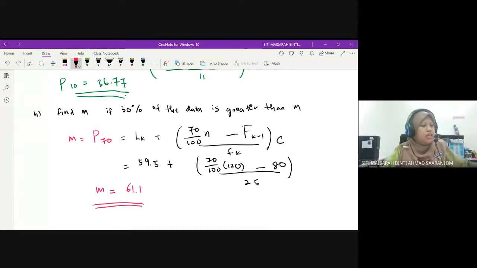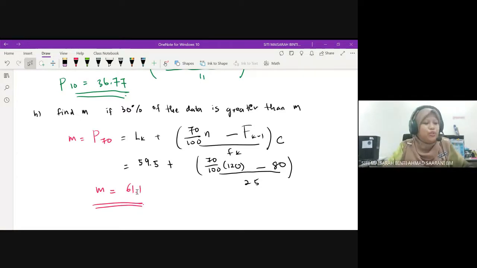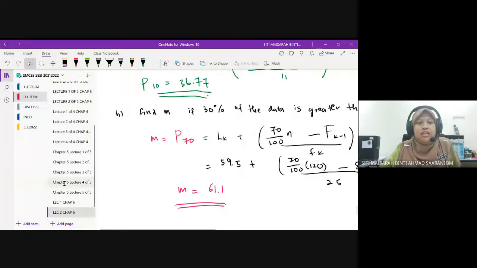The value M is 61.1. Okay. Kalau let's say the question says that find the value of M if 80% of the data is greater than M. So we want to find P what? Which percentile? Kalau dia kata 80% of the data is greater than M. P20. P80. Okay. Correct. Good. Alright. So then kita dah habis lah lecture 2 of chapter 6. Now we continue with lecture 3 ya.